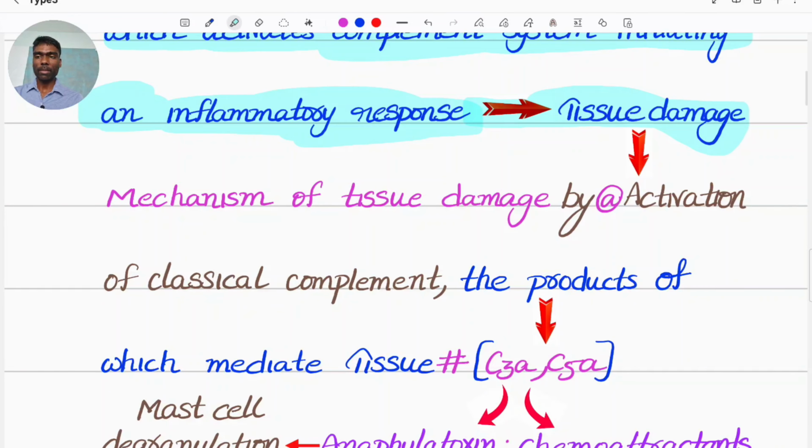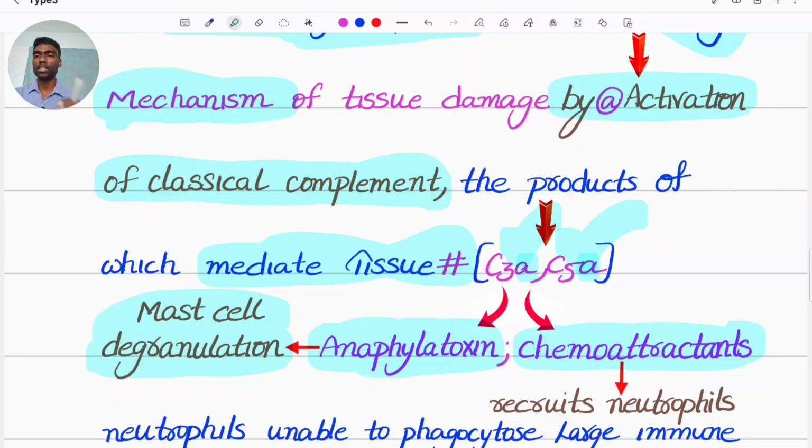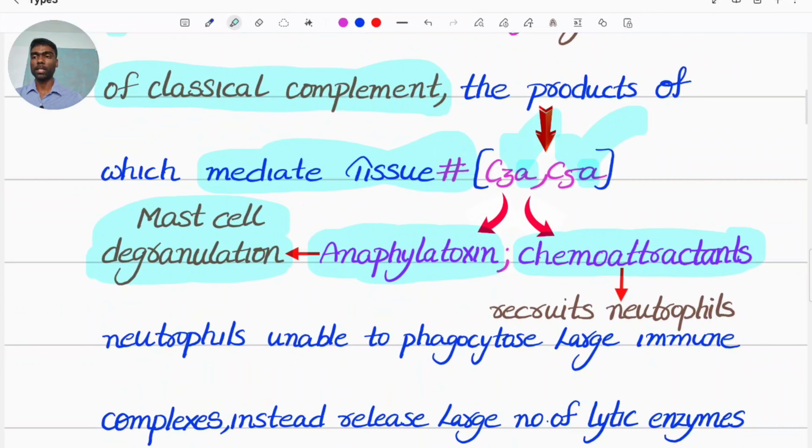How does this tissue damage occur? It occurs by three mechanisms. First one, by activation of classical complement, where the byproducts which mediate tissue damage are C3a and C5a. In my previous video on type 2 hypersensitivity, I told you to remember A for attractants, chemoattractants. Here another A for anaphylatoxin. These two will act as anaphylatoxins, stimulating mast cells, leading to mast cell degranulation, ultimately inflammation.